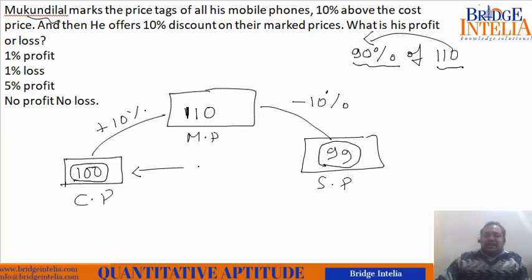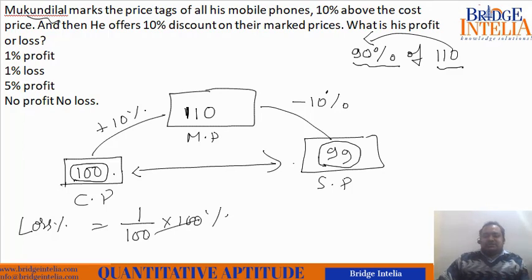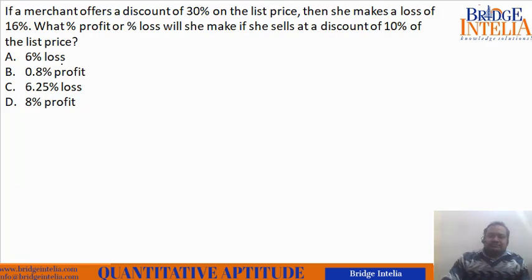This is a clear case of loss. You invest 100 but you get back only 99. So you are suffering a loss. And how much is the loss percentage? You suffered a loss of 1 rupee. You lost 1 rupee when you started a business from rupees 100. So loss percentage is 1%. 1% loss. Let's move to the next one.